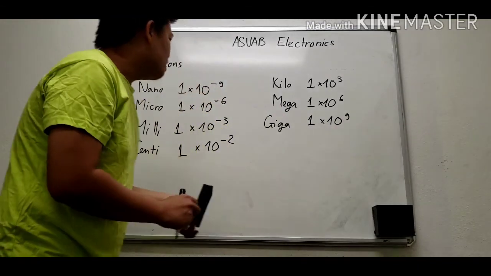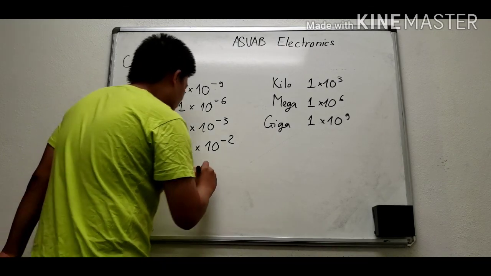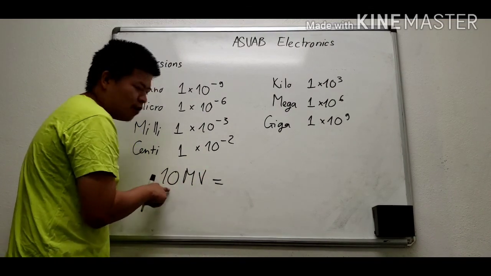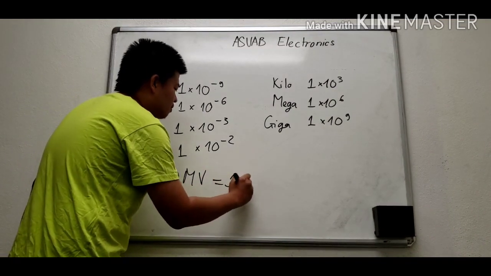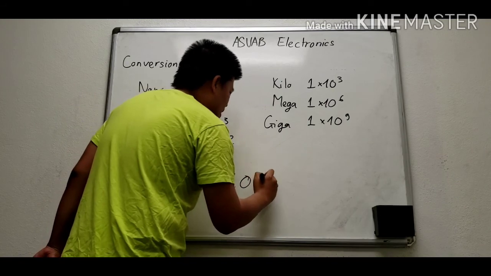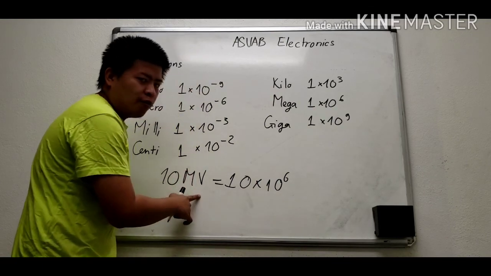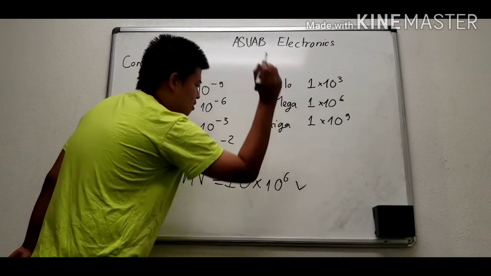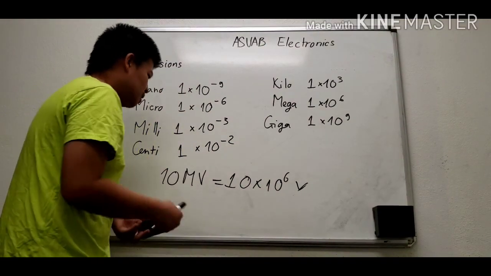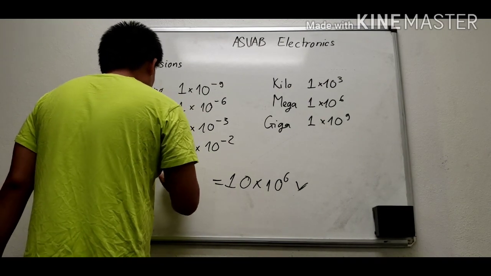I will provide some examples. We have 10 megavolt. It means that we have the number 10 here. We have the M, that's mega, so we multiply with 10 power 6, and we have the volt here, V. That's 10 multiplied by 10 power 6. The next one is milli.